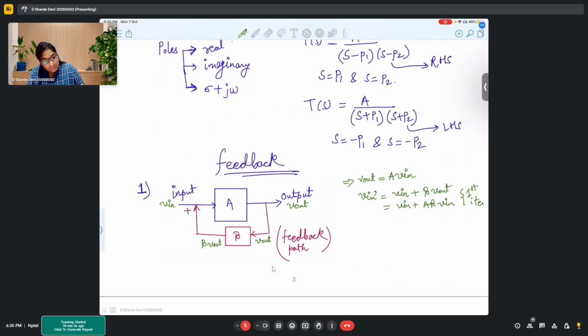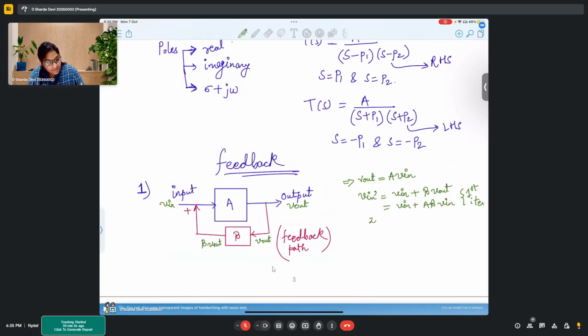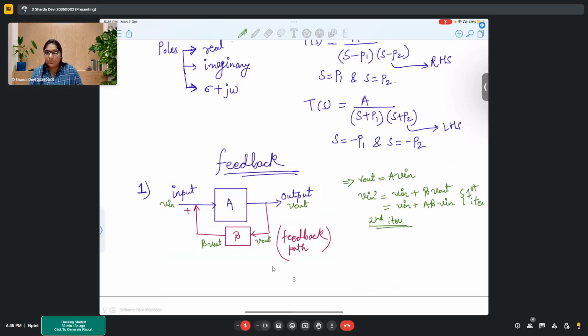Yeah, so this is after first iteration. Now, let's say second iteration, okay? So in second iteration, my V in dash is the new input. So it will go to my V out. So my V out dash will become A times V in dash, that is A into 1 plus A beta V in. Now this is again being fed to your input through the feedback path.